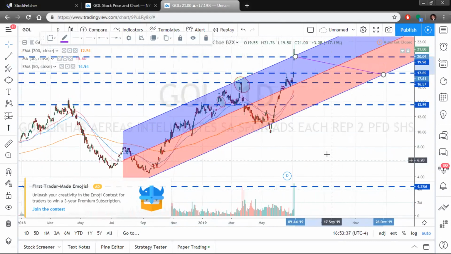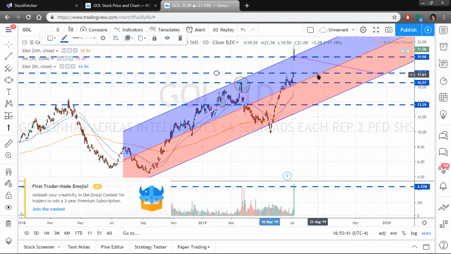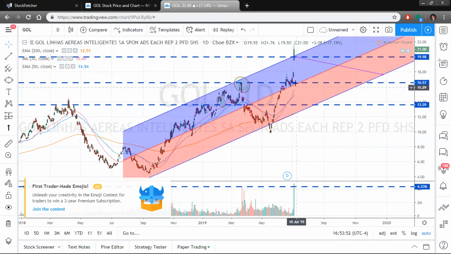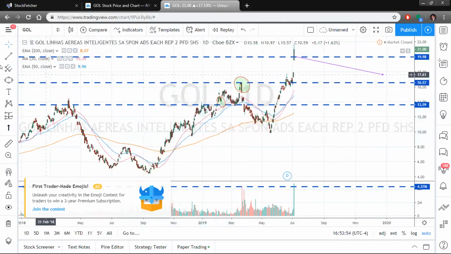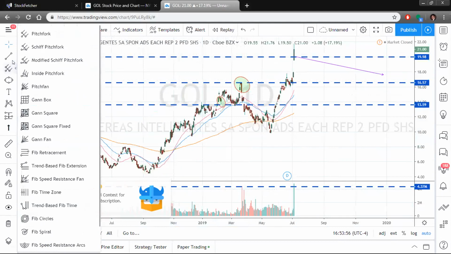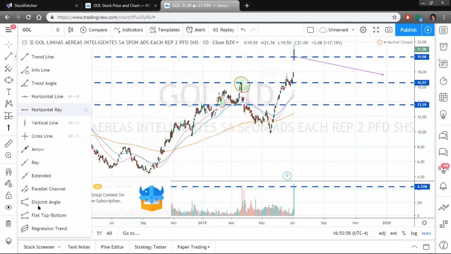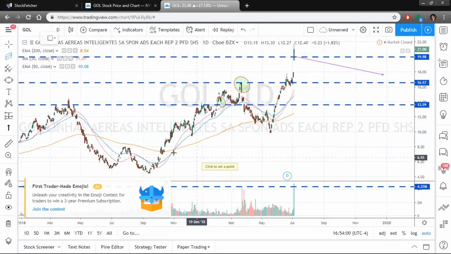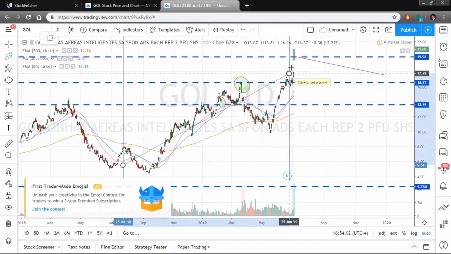So this is one of the things that you need to know of how to study a chart. Look up the channel. Where can you find this regression channel? You just have to go where the line is. There's a regression trend, and then just draw a line.